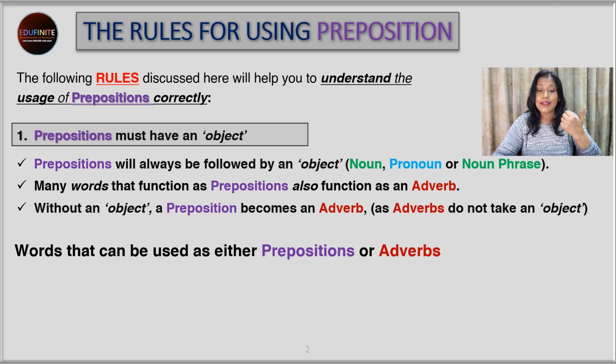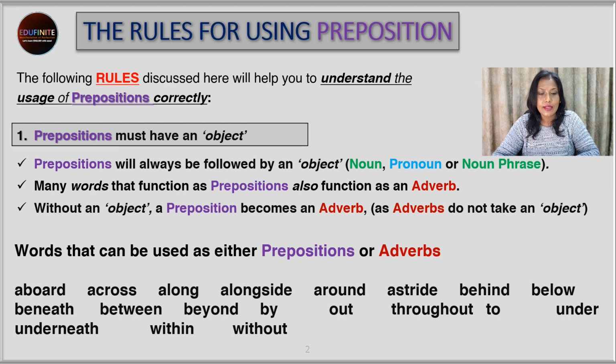Now, words that can be used as either prepositions or adverbs. I've just given a small list of common words which you can have a look at and understand, because these words can be used as prepositions if they have an object after them or as adverbs without any objects. So the words are: abroad, across, along, alongside, around, astride, behind, below, beneath, between, beyond, by, out, throughout, to, under, within, without. So these are some of the words which are used both as prepositions as well as adverbs.